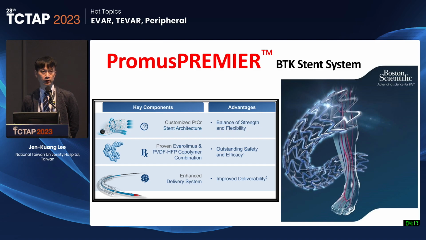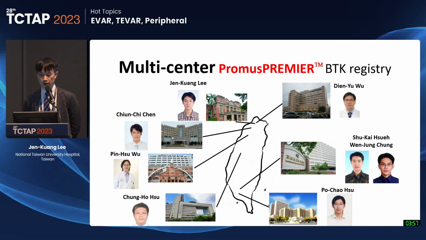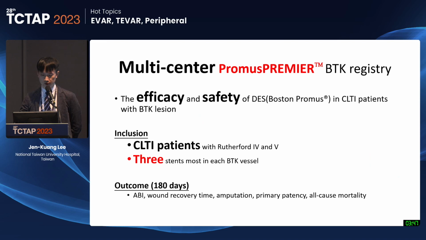Although there are a lot of stents that can be used below the knee, according to the regulation in our country, only the Performance Premier has approval for below the knee intervention. The key components are for the drug release and for the recoil. So it's a multi-center Performance Premier BTK registry. There are about 7 hospitals, with a lot of PIs involved in this study. The main focus is the efficacy and safety of the DES.